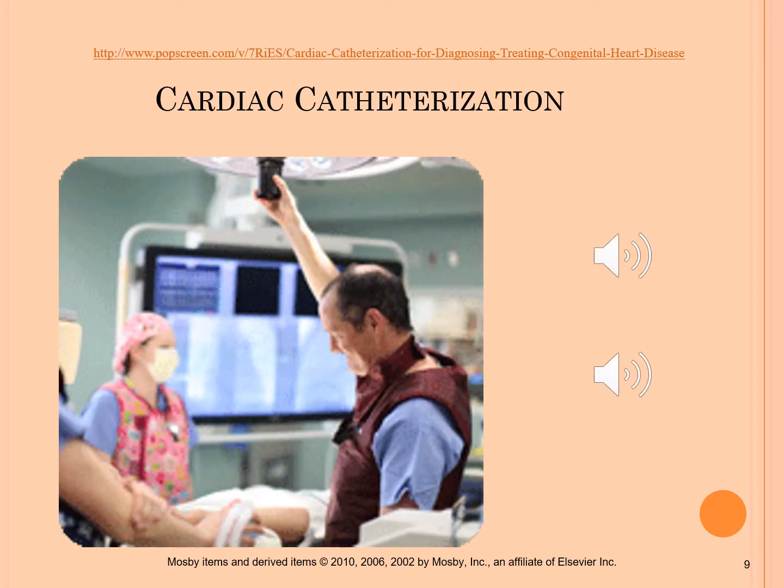Let's talk about cardiac catheterization. Cardiac catheterization is considered the gold standard. A cardiac cath gives us very precise measurements of oxygen saturation and pressures in each chamber and vessel. It also can identify anatomic alterations.